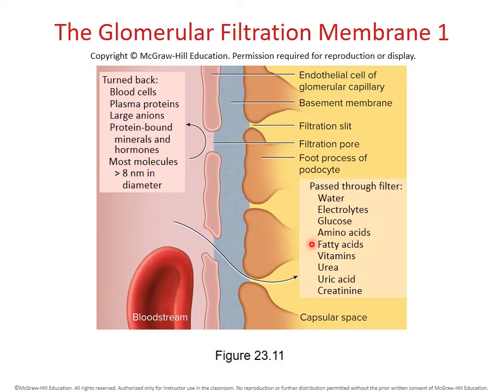Fatty acids, some of the larger molecules are able to pass through, because remember, fatty acids can be fairly long chains of carbon and hydrogen, but they don't have great diameter. They tend to be more linear, so they pass through. Small vitamins, urea, of course, we want to pass through. That's a waste product that we're trying to rid the blood of, as well as uric acid and creatinine. These are the nitrogenous wastes that we find in the urine, so it's no surprise that they pass through easily.